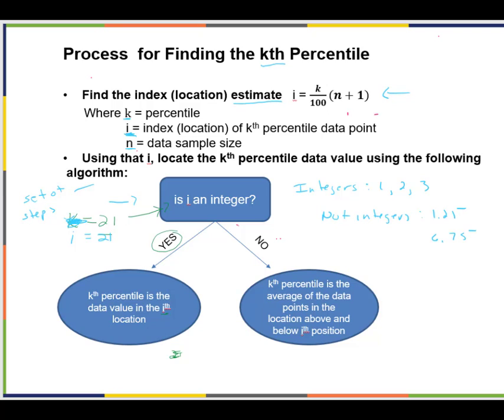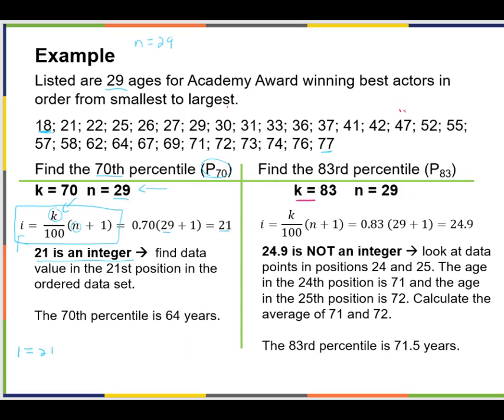So that means that our k was 70, so the 70th percentile is the data value in the 21st location. With an index of 21, I literally have to count to the 21st location. So there's 1, 2, 3, 4, 5, 6, 7, 8, 9, 10, 12, 13, 14, 15, 16, 17, 18, 19, 20, 21. This is the value that's in the 21st location. So my 70th percentile is this 64.